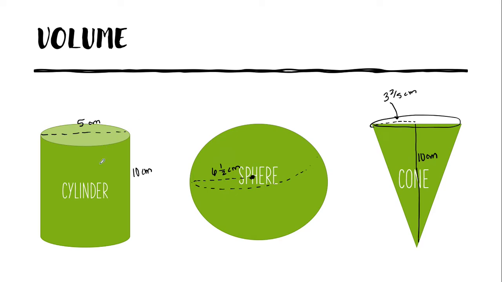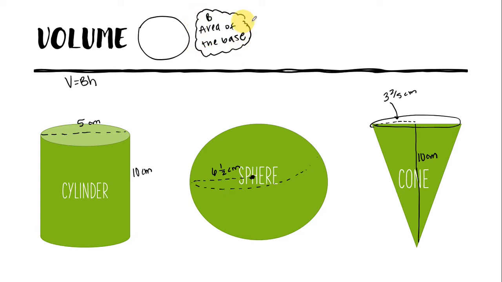Okay, so let's start with a cylinder. Always looking at my formula chart first. The formula is V equals capital B times H. And before I do anything, I need to define my variables. What does capital B stand for? Capital B stands for the area of the base. This is something that hopefully is driven in your mind. Capital B stands for the area of the base.